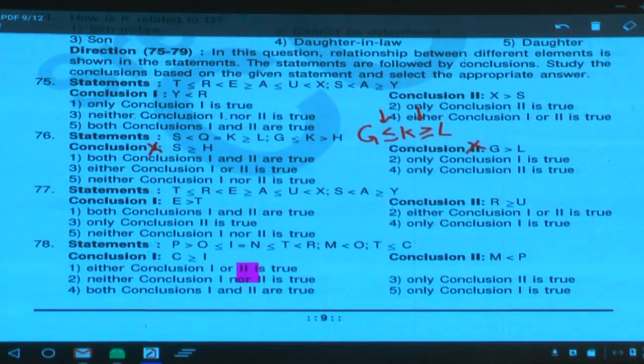Then what is your answer here? Neither one nor two. That is given in choice 5. Question number 76, it is choice 5.